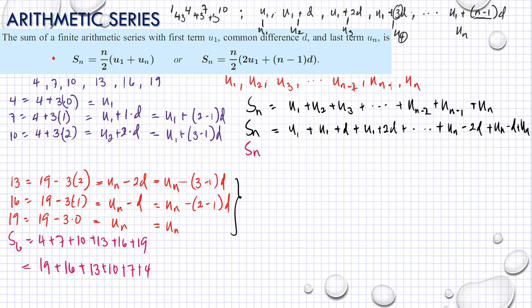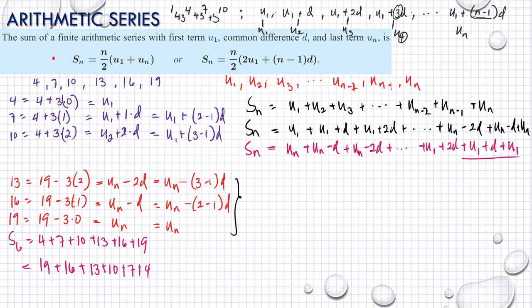So s sub n can also be written as u sub n plus u sub n minus d plus u sub n minus 2d, and so on, down to u sub 1 plus 2d plus u sub 1 plus d plus u sub 1. I just took the reverse.